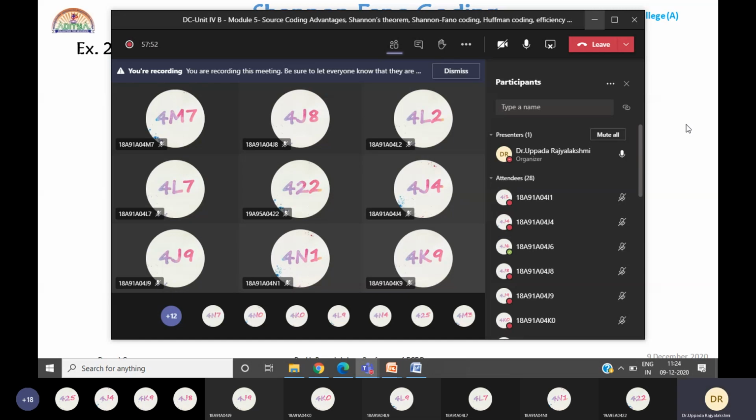What is the first step? I request any one of the students to please tell me the process of Shannon Fano encoding and tell me the expressions.